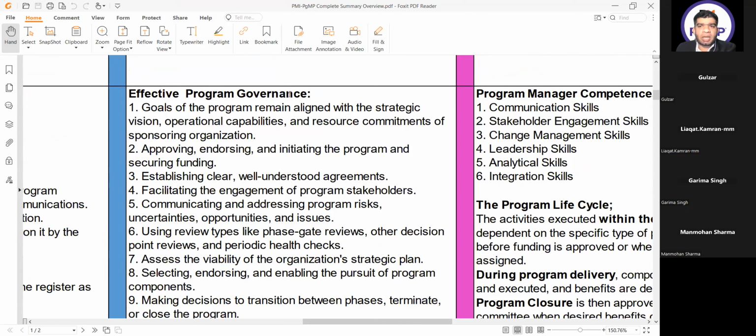What is effective program governance? Goals of the program remain aligned with the strategic vision, operational capabilities, and resource commitments of the sponsoring organization. Approving, endorsing, and initiating the program and securing funding.